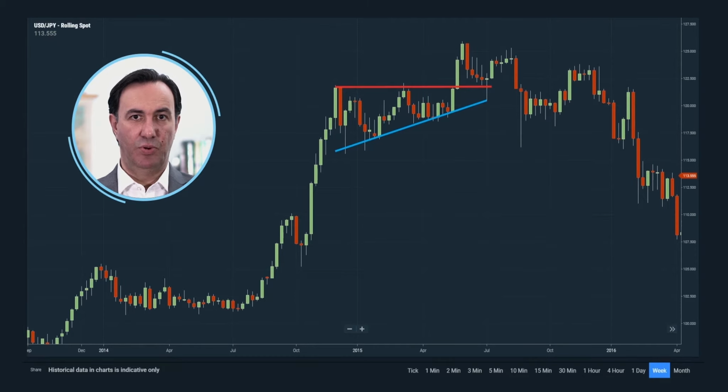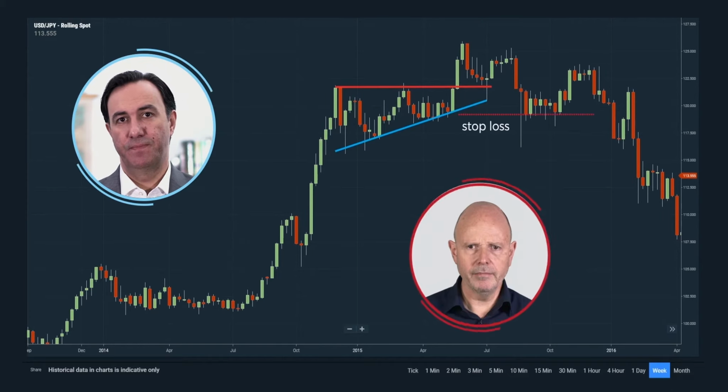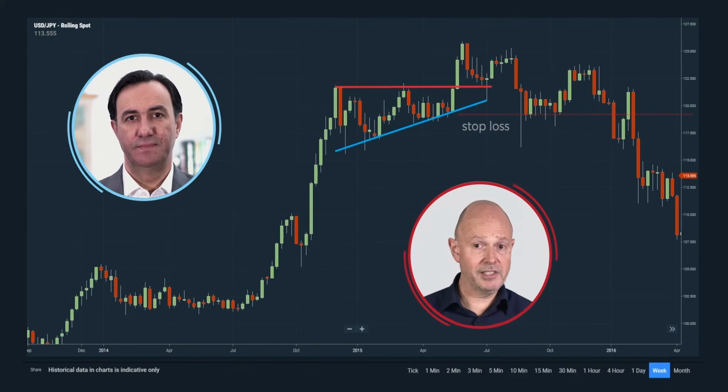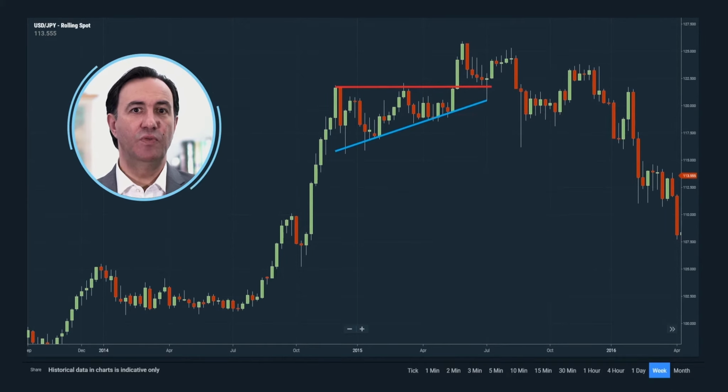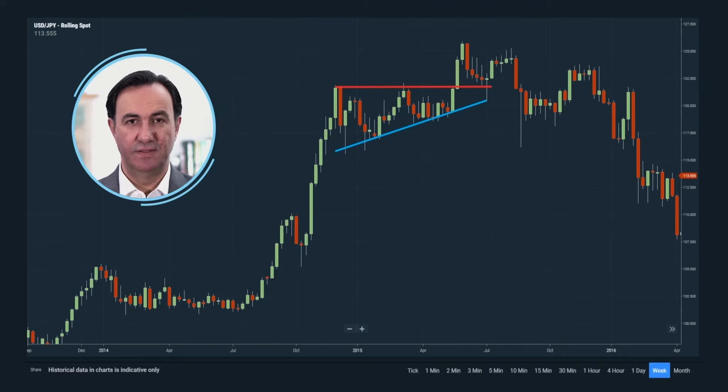It would have been important to set a stop loss. In this case, it would probably be placed below the support line here. Okay, I understand. That was handy seeing it on a chart. Let's move on to descending triangles.